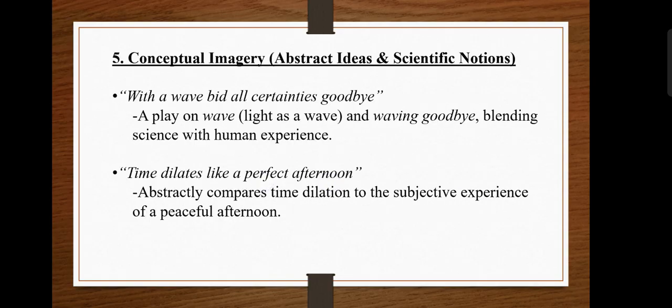Next is conceptual imagery. Conceptual imagery means abstract ideas and scientific notions. "With a wave bid all certainties goodbye." We can see that there is a play on the word wave. Here they are referring to the dual nature of light as particle and as wave. So here we can see the second nature, that is light as wave. And it is also like waving goodbye, saying goodbye to someone by waving our hands. It is a blending of science with human experience. That is what is called abstract ideas and scientific notions.